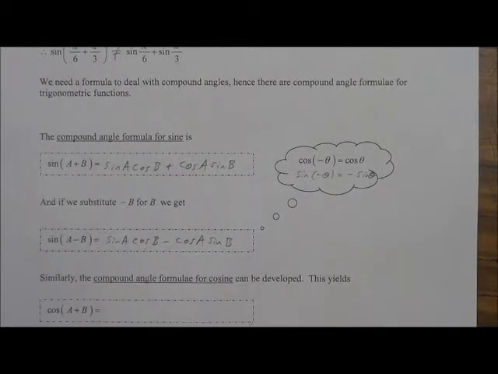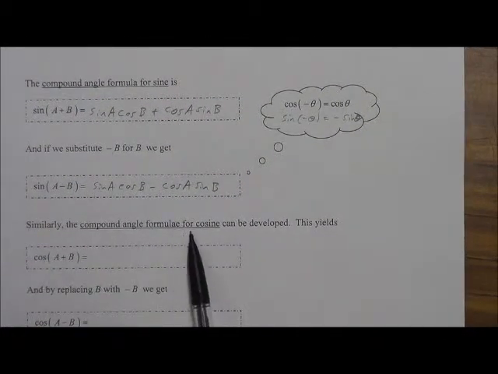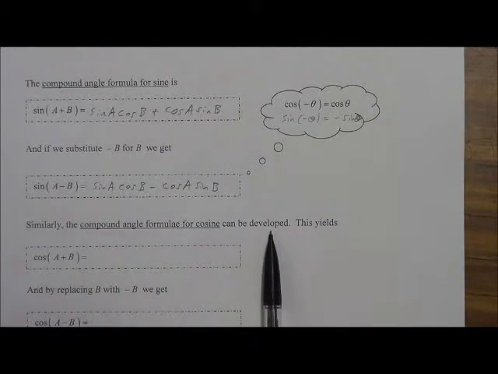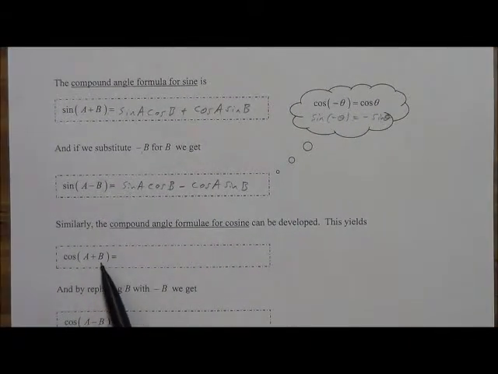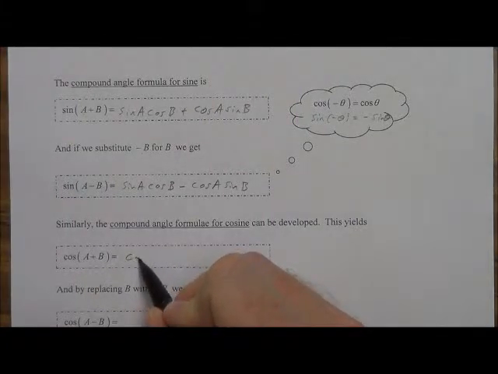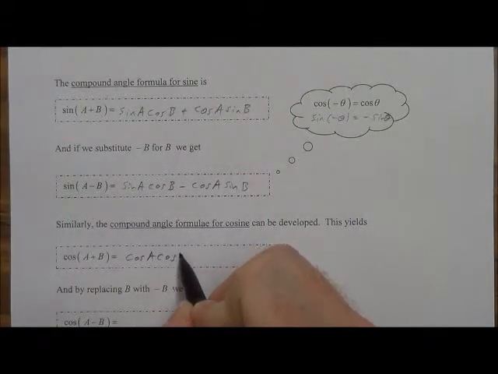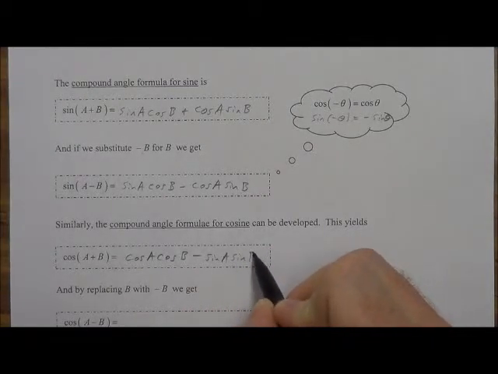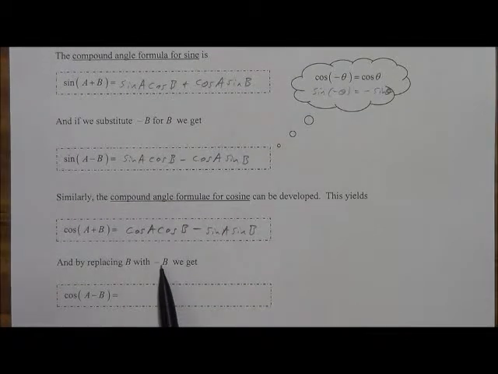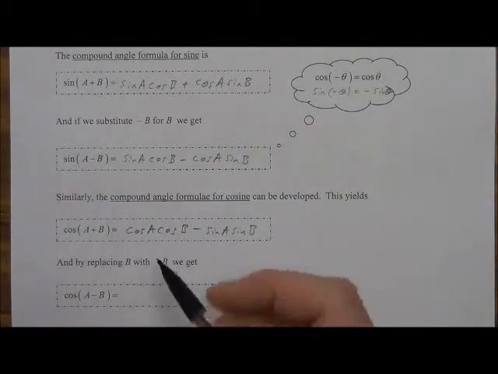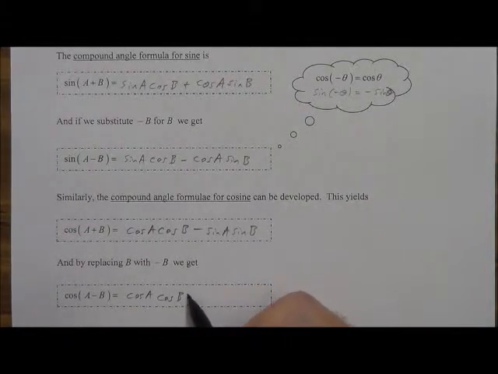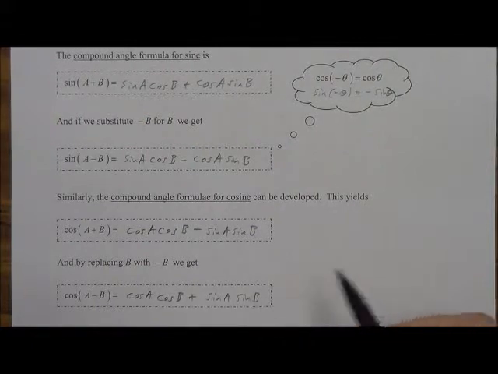Now if we go to the compound angle formula for cosine, we can develop that in the same way as you saw in the PowerPoint presentation, and the final formula would be cos A cos B minus sine A sine B. And then by replacing B with negative B, we get cos A cos B plus sine A sine B.